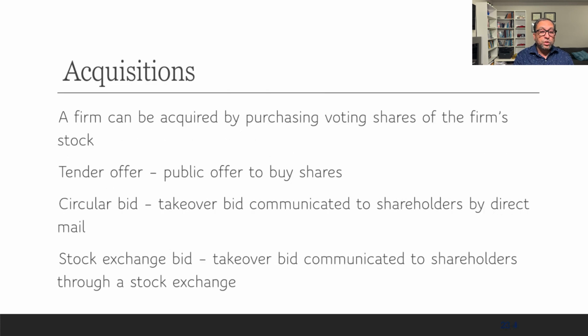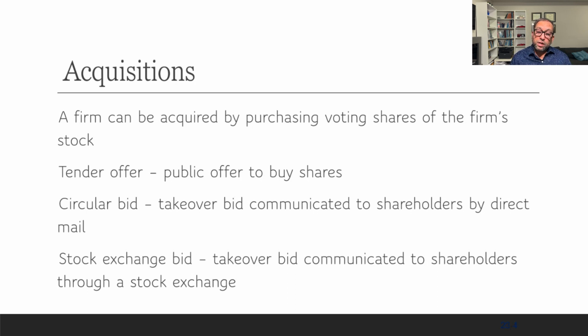Now, what is an acquisition? A firm can be acquired by purchasing voting shares of the firm's stock. A firm is considered to be acquired by another firm if they own 51% of the voting shares of that firm. That's what we call an acquisition in corporates. Tender offer: a public offer to buy shares. It is also possible that firms are selling their shares in the market, looking for a buyer up to that percentage of shares so that they can be acquired. The other possibility is that some firms offer a bid, saying we want to buy yours.